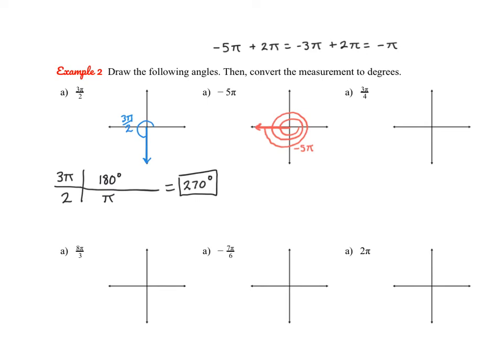So let's convert this to degrees. So we have negative 5 pi radians. We'll put radians on the bottom and 180 degrees on the top. And then when we multiply and simplify, the pi's cancel out, and we get negative 900 degrees.